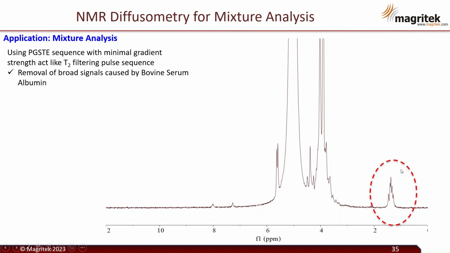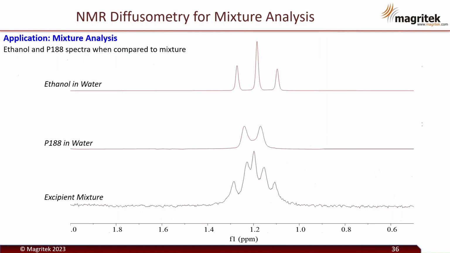And now we're only left with the overlapping signals of the polymer and the ethanol. So how do we know that that is truly ethanol and poloxamer? Well, besides the studies, what we can do is plot the neat ethanol in water and the neat poloxamer signal in water and compare that to that excipient mixture.